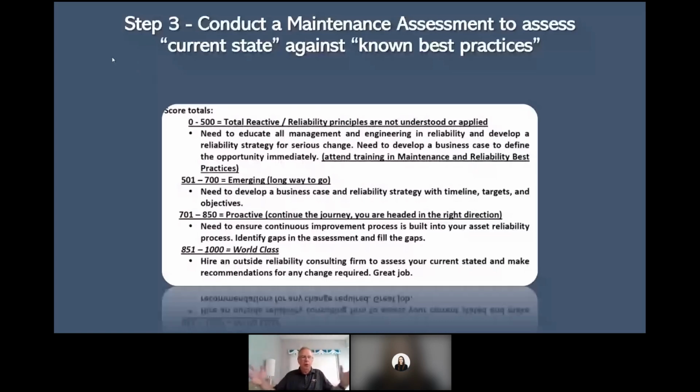The next one, if you're emerging, 501 to 700, long way to go. You need to develop a business case and reliability strategy with timelines, targets, and objectives. The next one, 701 to 850, you're proactive. Continue the journey. If you're proactive, you're headed in the right direction. You need to ensure a continuous improvement process is built into your asset reliability process. Identify the gaps in the assessment and fill the gaps. 851 to 1,000, world class. Hire an outside reliability consulting firm to assess your current state and make recommendations for any changes.